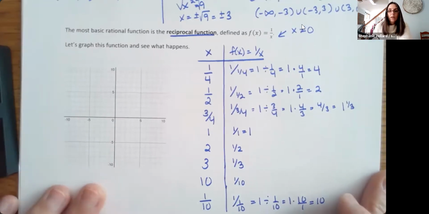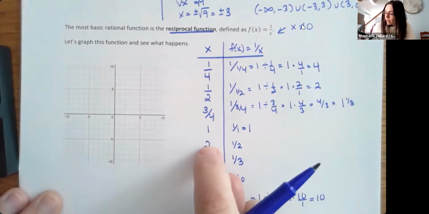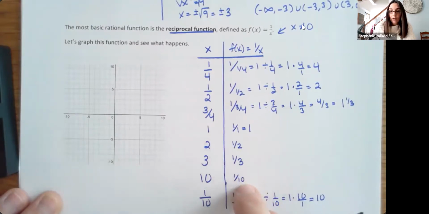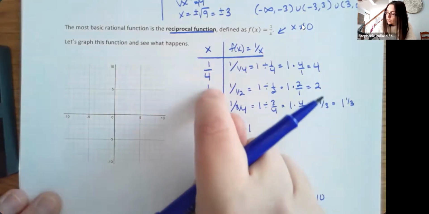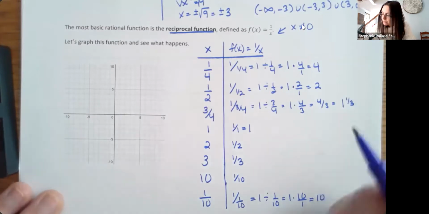So what I hope that you're noticing here is that as your integers get bigger that you plug in on the positive side, your fraction result actually gets smaller, right? It's getting closer and closer to 0. And then as your fractions get smaller, they're actually getting bigger for the y output. So let's graph some of these points.